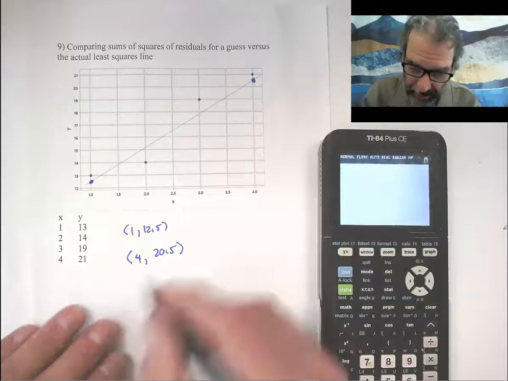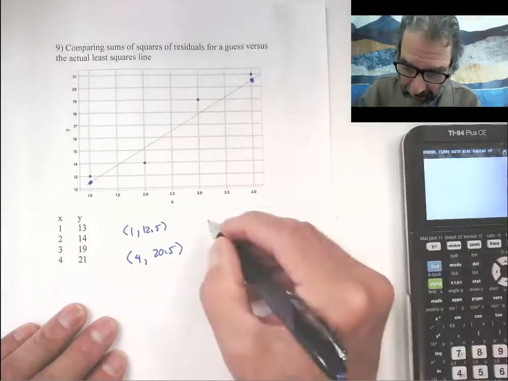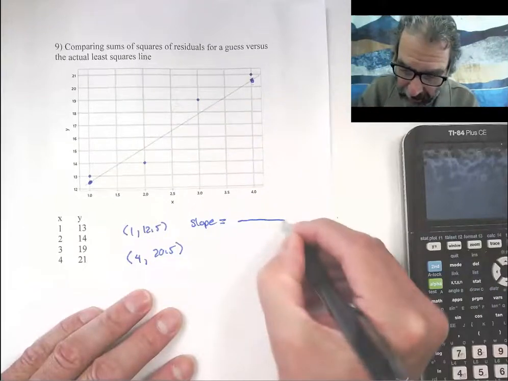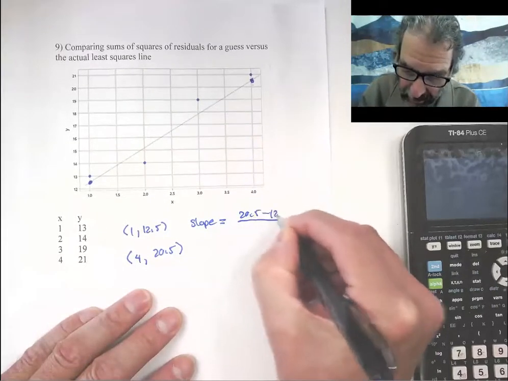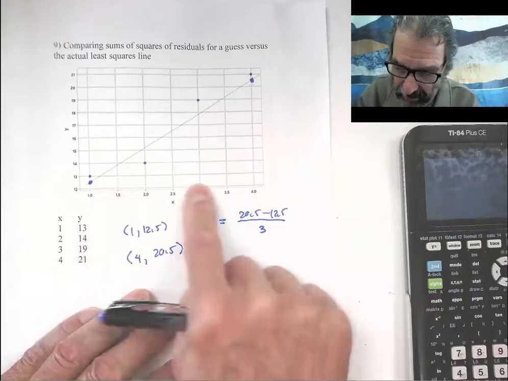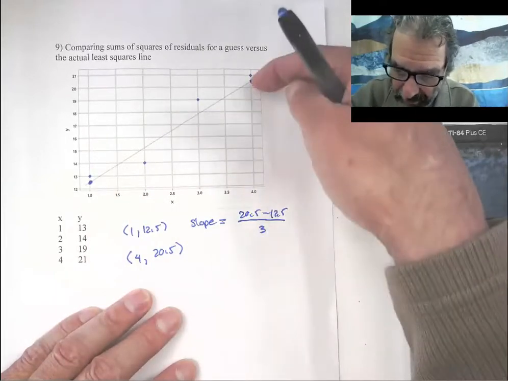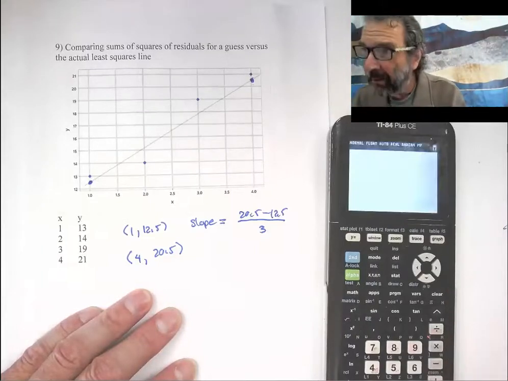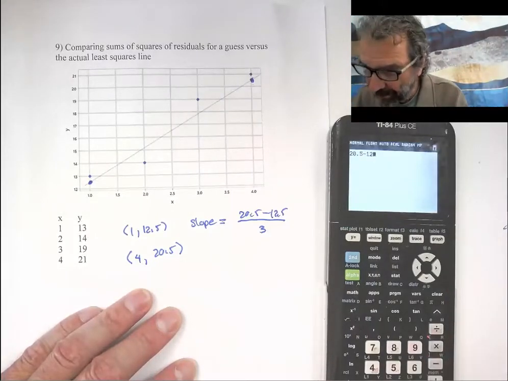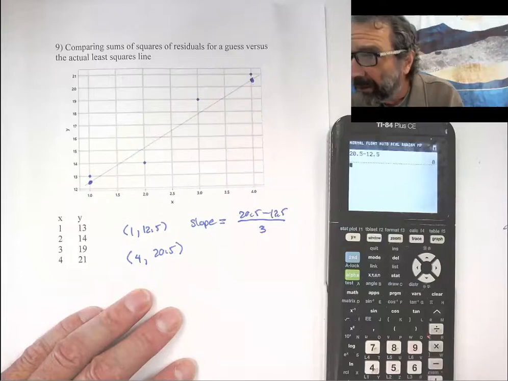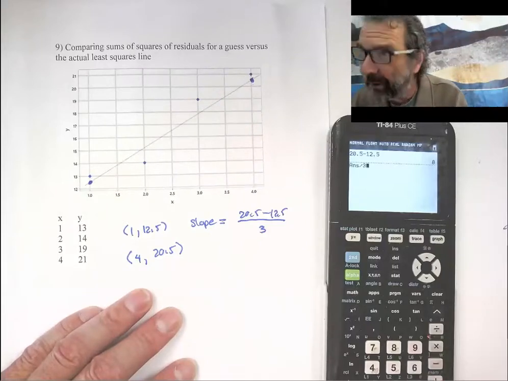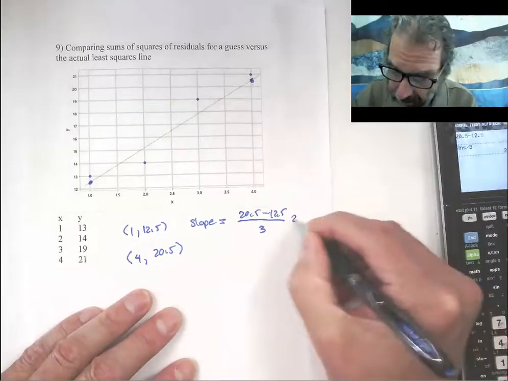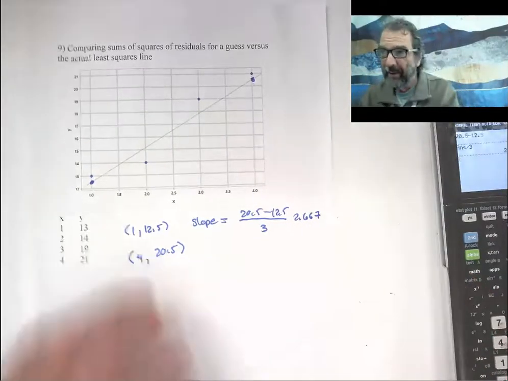And then we'll compute the slope. It's 20.5 minus 12.5 over 3. So we've got 1, 2, 3. That's the run. The rise is the difference in the heights, 20.5 minus 12.5, which is 8. Oh, look at that. Divided by 3, so 2.667, say, like that.